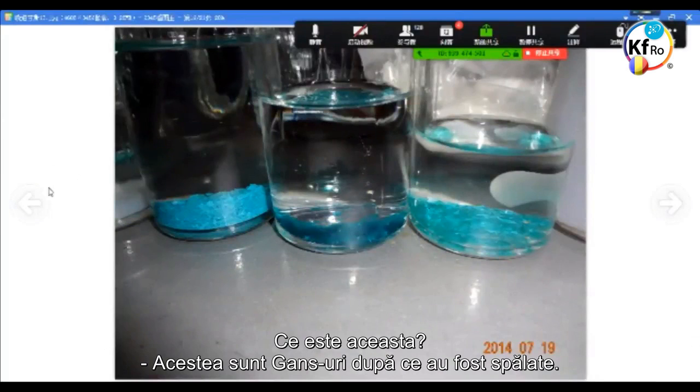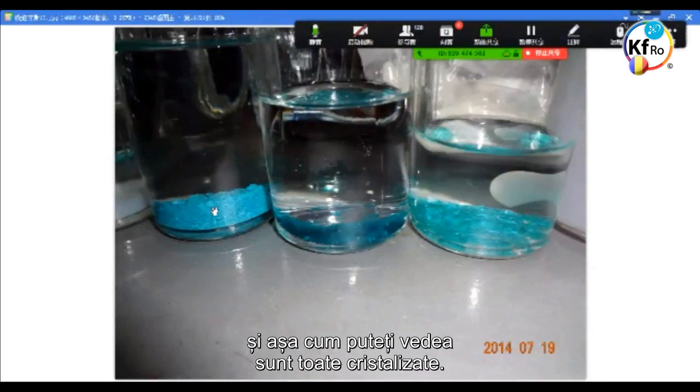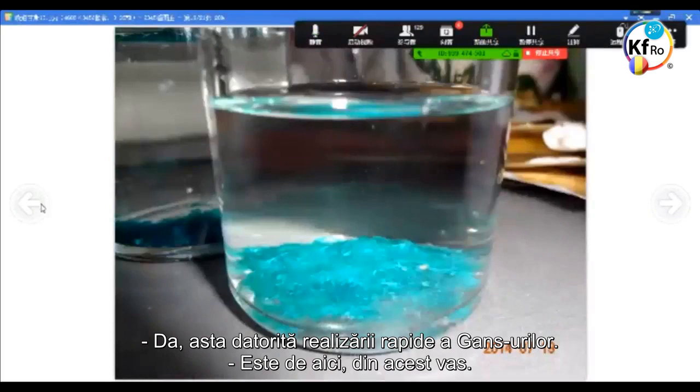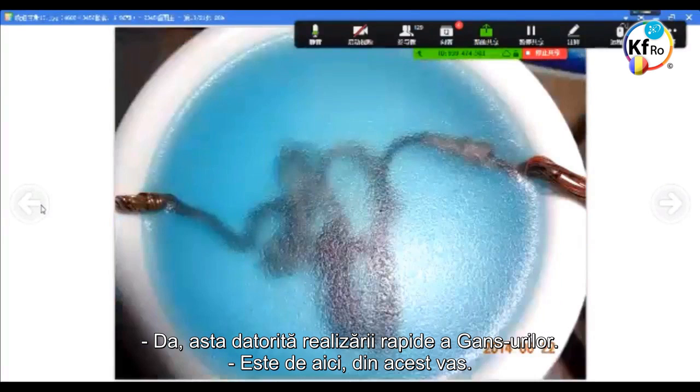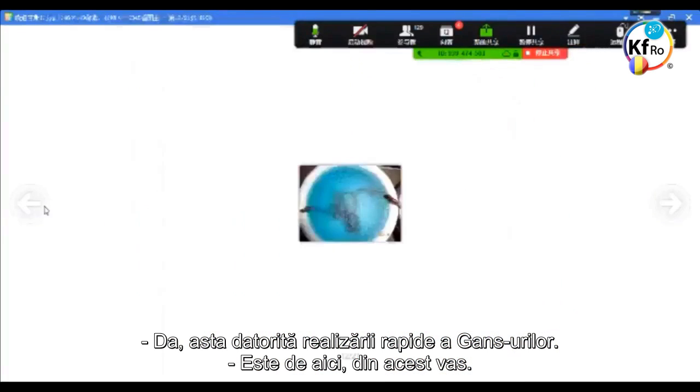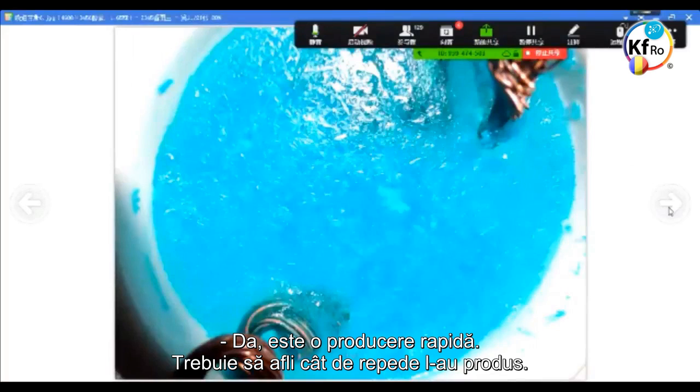What is this one? This is the Gans after they wash it. And you see it's always crystallized. There's no particles, no nanoparticles. Yes, this is a fast production of Gans. It's from these bowls, a ceramic fast bowls production. You have to see how fast they produced it.